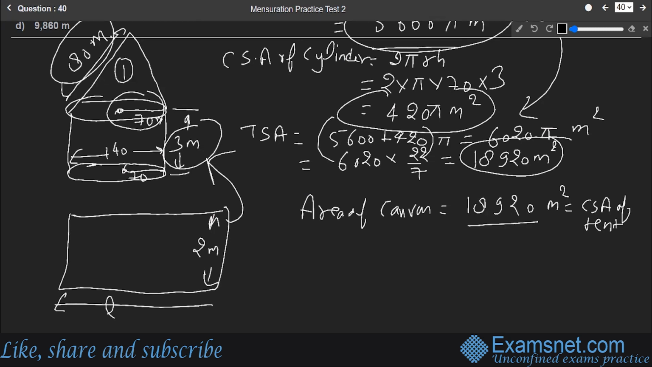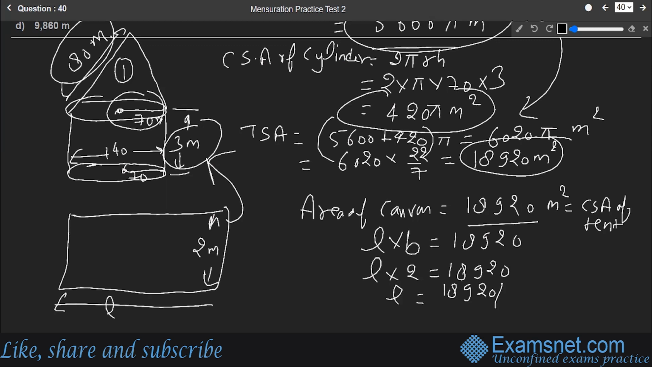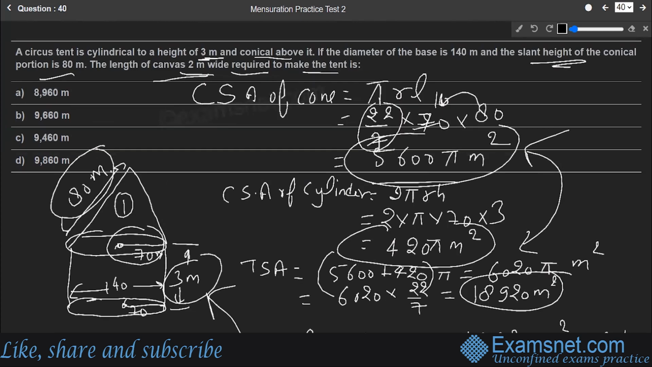So the canvas is in the shape of a rectangle. So L into B is equal to 18,920, where the breadth of the canvas is already given to be 2. So L into 2 has to be 18,920, which gives us the L value as 18,920 divided by 2, which is nothing but 9,460 meters. So that is going to be the right answer. That is going to be the actual canvas length. So it is available in option number C. So it becomes the right answer there.